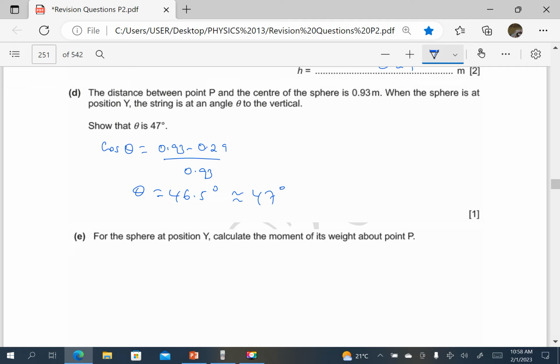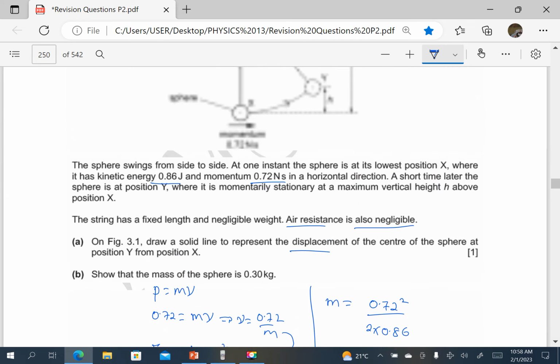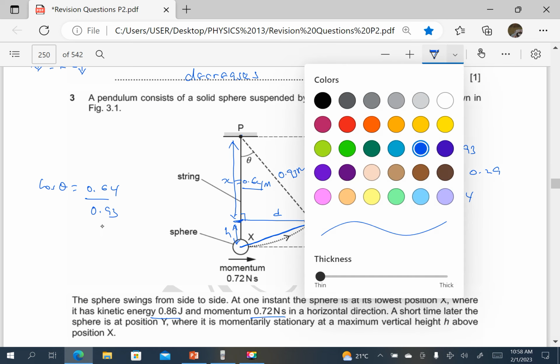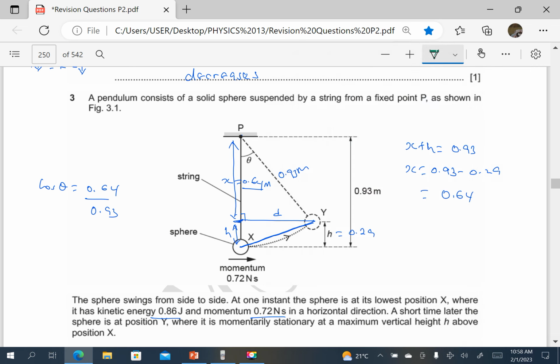For the sphere at position Y, calculate the moment of its weight about point P. Here we are going to put a vertical line so that we find the moment very clear. The weight acts vertically downwards. We can extend the line of action. You notice that the perpendicular distance of the line of action from P is the same as this distance that I called D. That distance can be got from opposite over hypotenuse. That is the perpendicular distance from P of the weight.